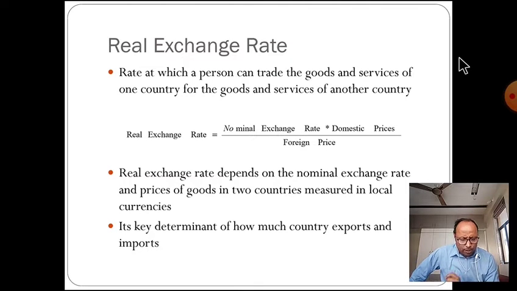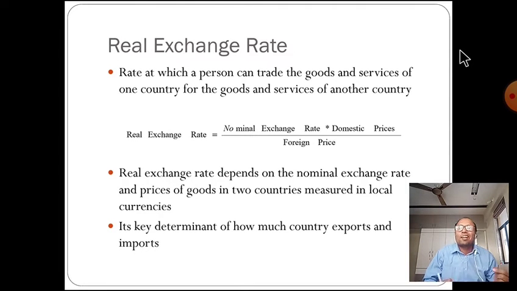Let's take an example of a product. Now product X is sold at 200 rupees in the Indian market, whereas in the US market it is sold at $5. Now given this nominal exchange rate of 0.0125, domestic price 200 rupees and foreign price $5, the real exchange rate is calculated as 0.0125 multiplied by 200 divided by 5, which comes to 0.50. What does it mean? It means prices in the local market are half the price in the foreign market.